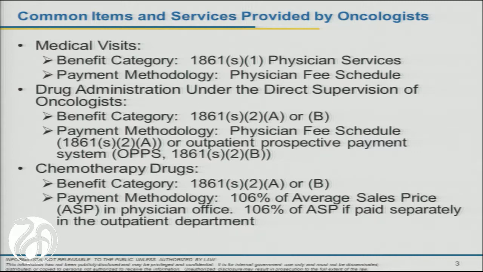Incident to drugs, which are furnished under the direct supervision of oncologists. I had said previously, the benefit category is going to be 1861(s)(2)(A) if they're incident to a physician service, 1861(s)(2)(B) if they're incident to a physician service in a hospital. And the payment methodology for drug administration is going to be the physician fee schedule or the outpatient prospective payment system. So this is the administration itself. So this is the injection or infusion of the drug.